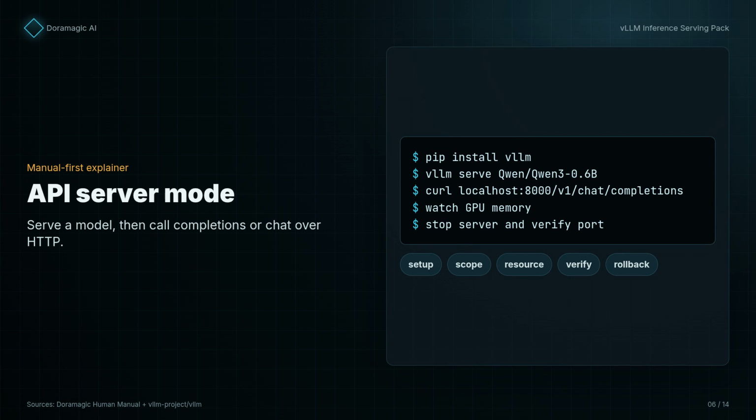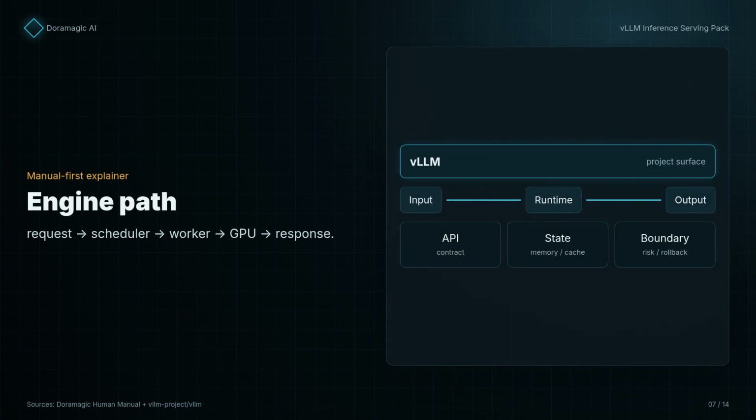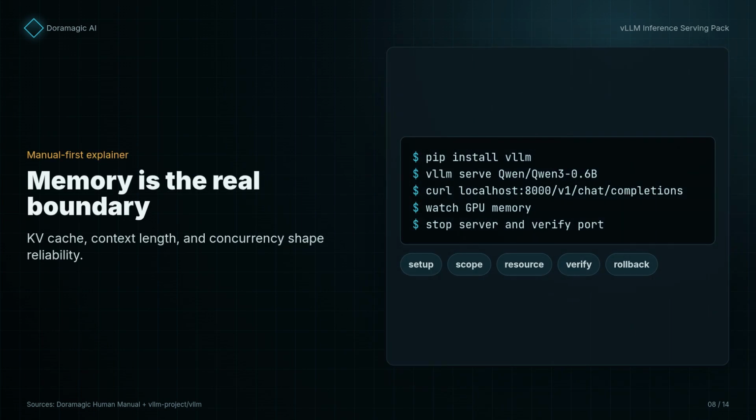Before a serious run, I would check 4 controls. First, model choice: start small and confirm the model loads. Second, memory: set a deliberate GPU memory utilization value instead of hoping the default is right. Third, context length: know the max model length before long prompts surprise you. Fourth, parallelism: only raise tensor parallel size when your hardware and deployment shape justify it.